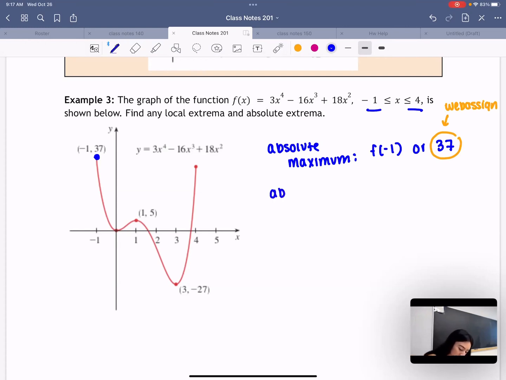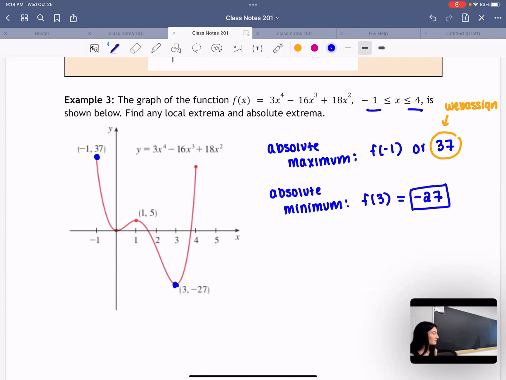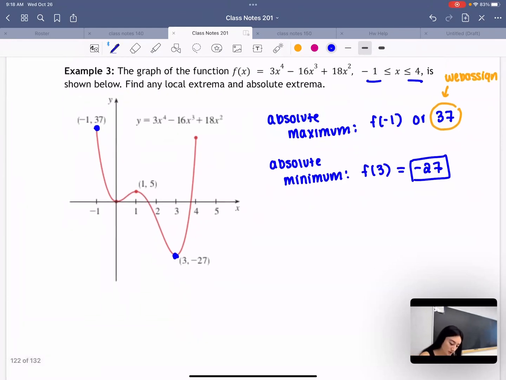Let's move to the absolute minimum. What is the absolute minimum of this graph? I've got a sneaking suspicion it's -27. And your sneaking suspicion is right. This point right here is the lowest that the graph goes. So either f of 3 or -27 would work. In WebAssign, you would probably type in -27. Please don't write 3, because 3 is not the absolute minimum here, right? It's -27. All right, let's move into our local minimum and maximum.